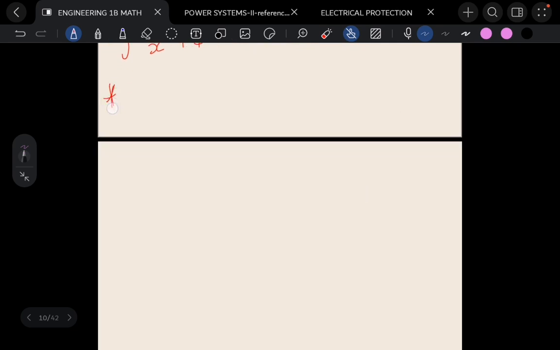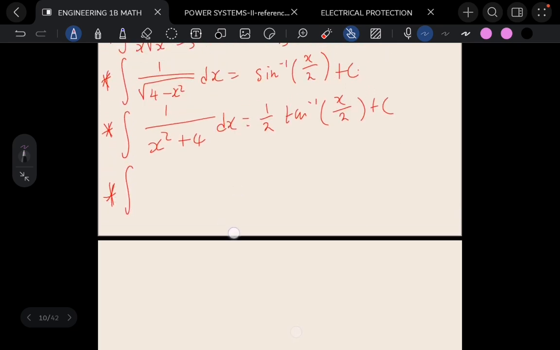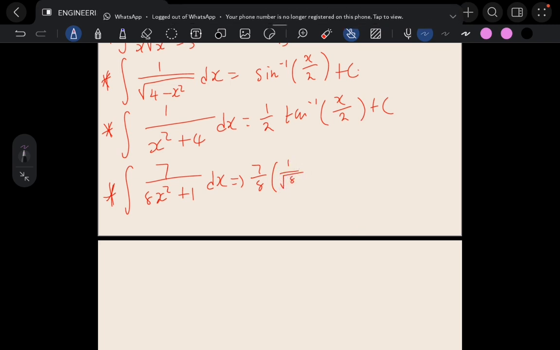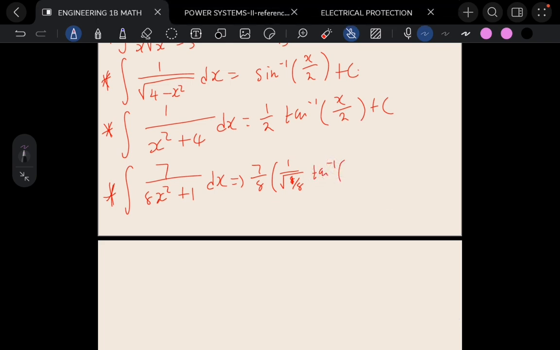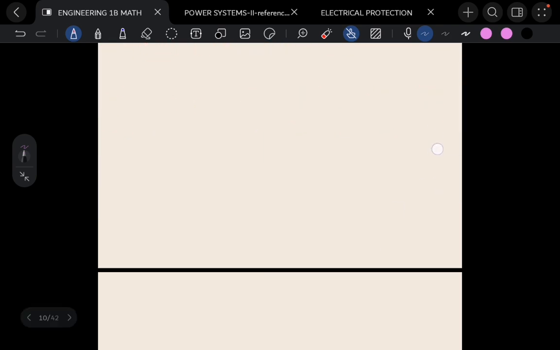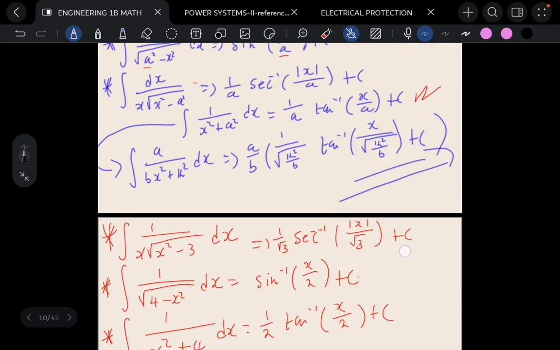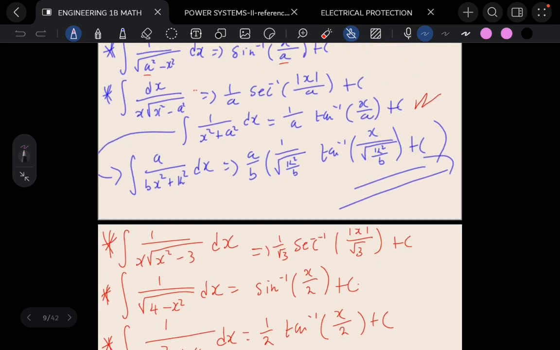And the last one, when we have 7 over 8x squared plus 1 dx, our answer here is going to be 7 over 8 in bracket 1 over the square root of 1 over 8 arctangent of x over the square root of 1 over 8 plus c. So that is your answer, right? We are just applying these formulas.